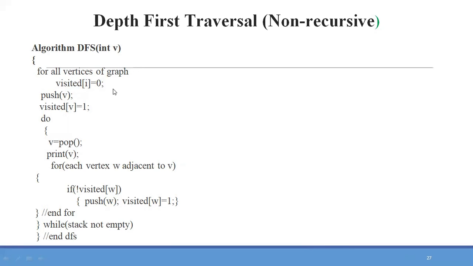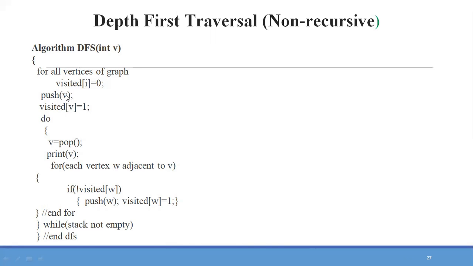So again at node D, no unvisited node adjacent to D. So again backtrack. D will be popped out from the stack. Now if you look, the stack is empty. That means our depth first traversal is done. That also means that all the nodes in the graph are now visited. So this is how depth first traversal is performed.